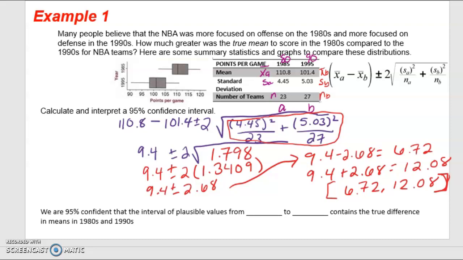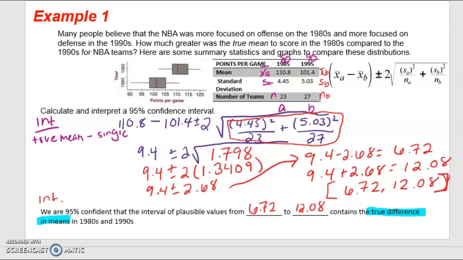So to interpret our confidence interval, we are 95% confident that the interval of plausible values from 6.72 to 12.08 contains the true difference in means in the 1980s and 1990s. And hopefully by now you're recognizing that each time I interpret the confidence interval, I word what is actually contained in the interval a little bit differently. So does it contain the true mean, which would be for a single interval? I'm just going to write this to the side. It has nothing to do with this problem, but if my interpretation says it contains the true mean, that is a single mean.